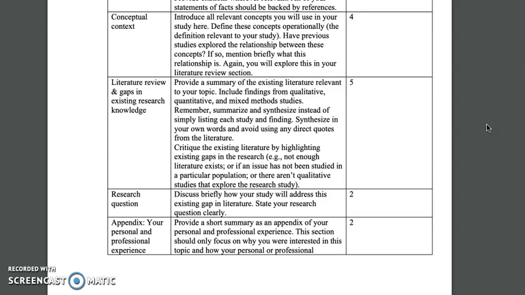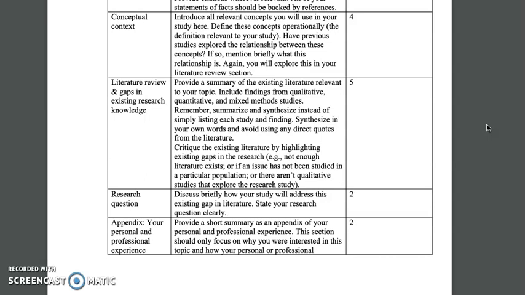So gather, and this is something that you should have already been working on all this time, all the existing literature or articles that are directly relevant to your study, that directly inform your research question, and then provide a comprehensive summary or a synthesis of the literature review.